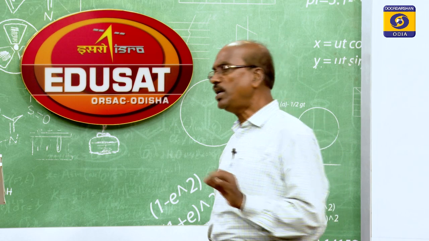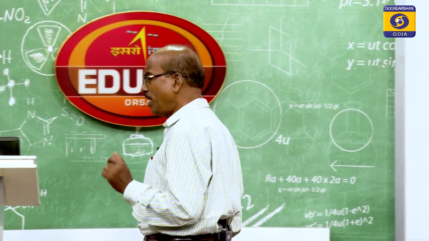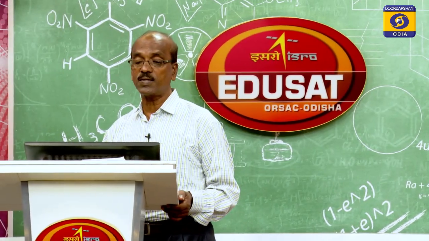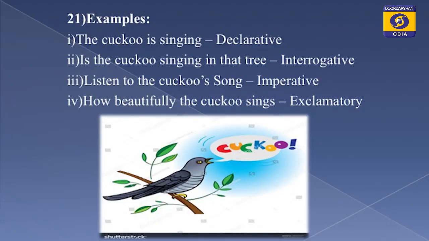This is also a declarative sentence. In a similar manner, we can discuss some other examples which are declarative sentences. The cuckoo is singing. Here you see this is a declarative sentence. But another example, is the cuckoo singing in that tree? This is not a declarative sentence. Why? This is a question. Though the question mark is not there, it is understood. This is an interrogative sentence.